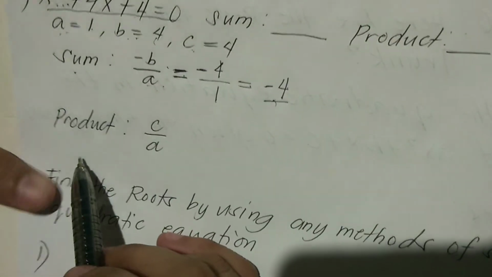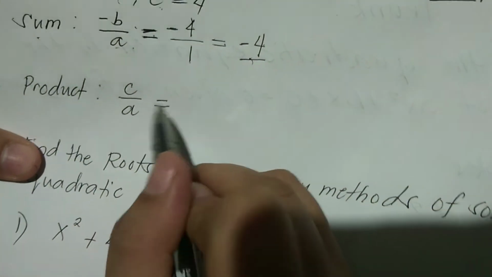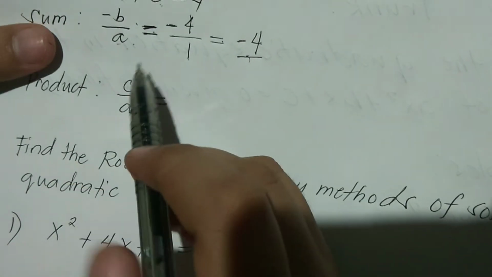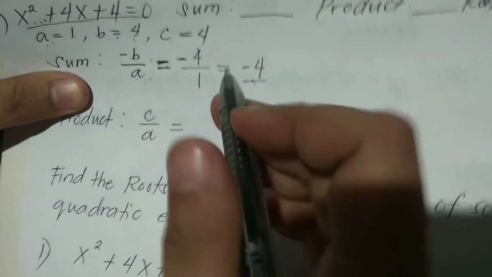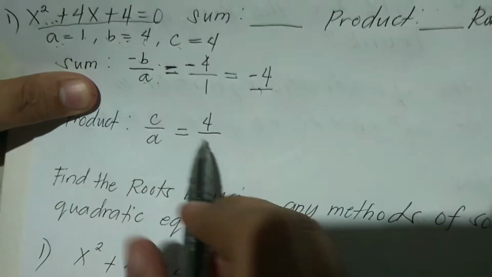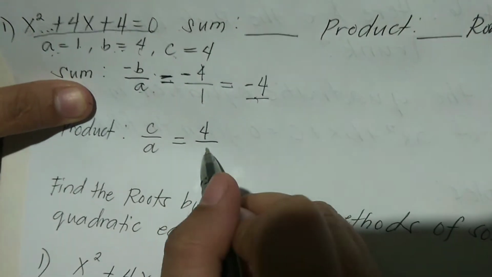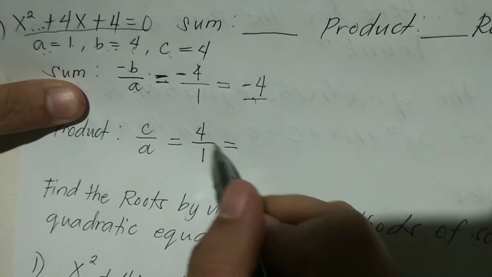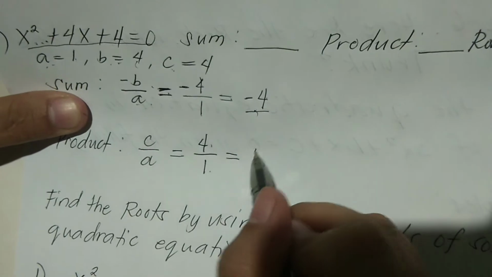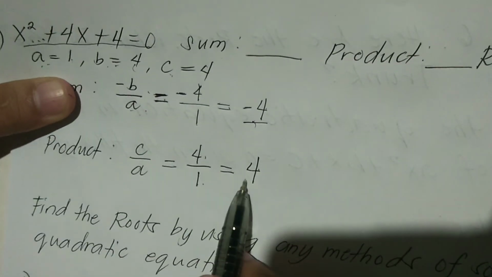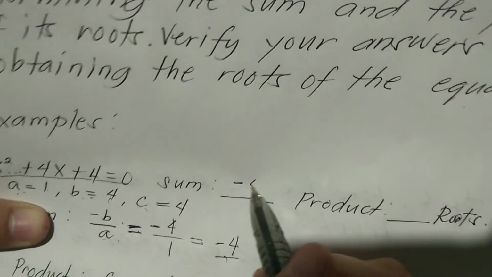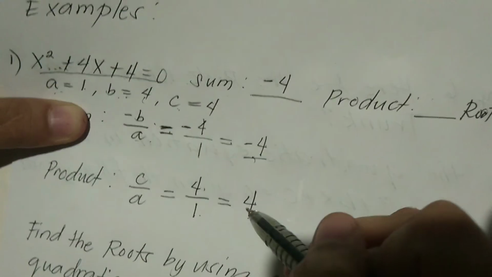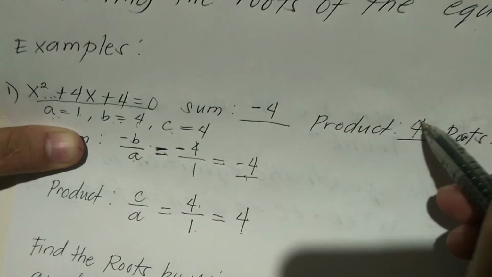And then, for the product naman, c divided by a. So, yung c natin dito sa equation na to is 4. And then, our a is 1. So, we have 4 divided by 1 is positive 4. The product of the roots naman dito sa equation na to is positive 4. So, ilalagay natin dito, sum is negative 4 and the product is positive 4.